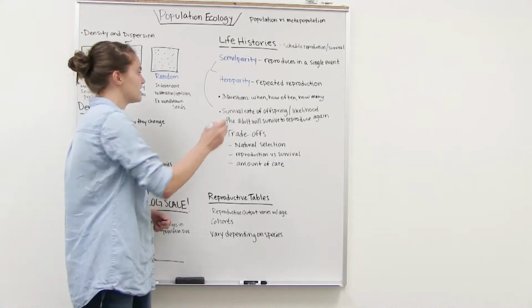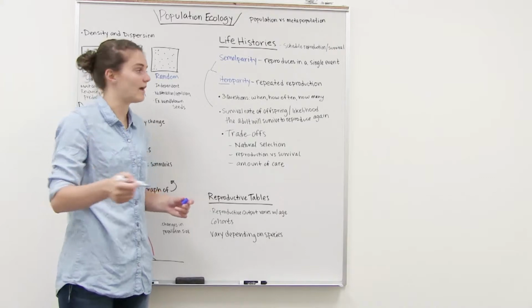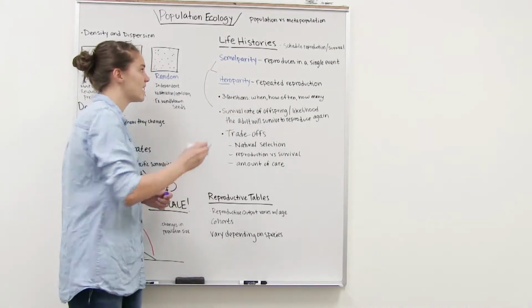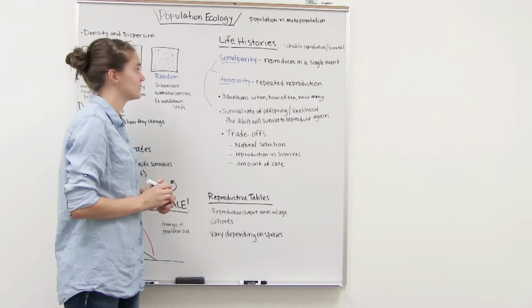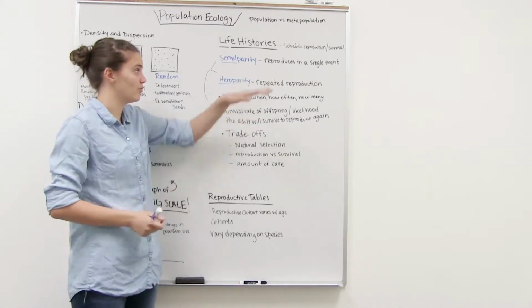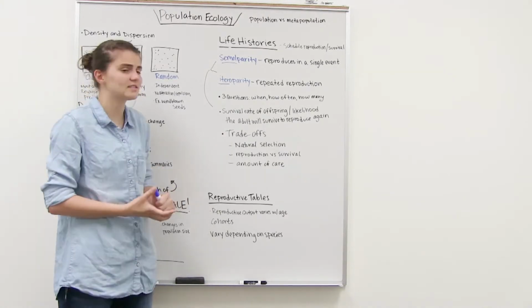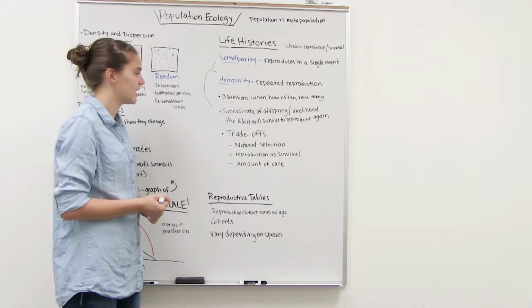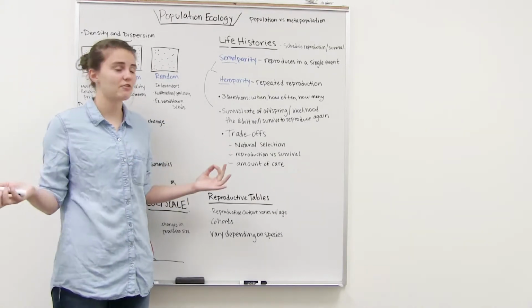So an easy way to remember is iteroparity sounds like iterate, which is like multiple times, which is what iteroparity does. And semelparity kind of sounds like seldom, which means not a lot, and so this is only one reproduction event. And these are all based on the survival of the offspring and the likelihood the adult will survive to reproduce again. So what does that even mean?